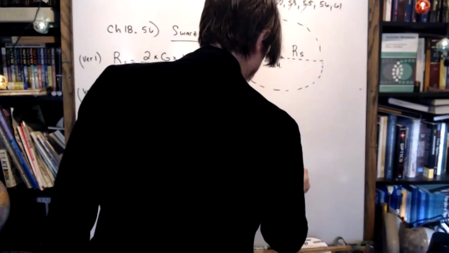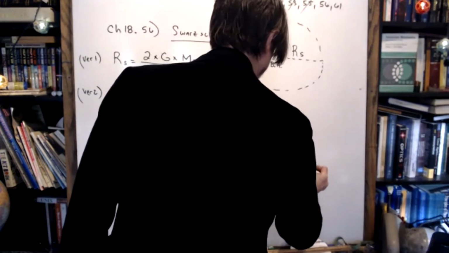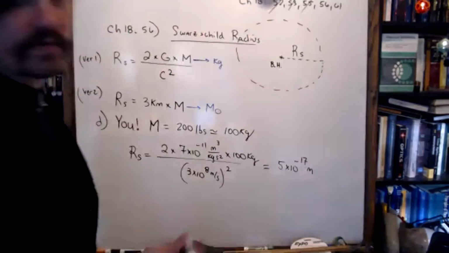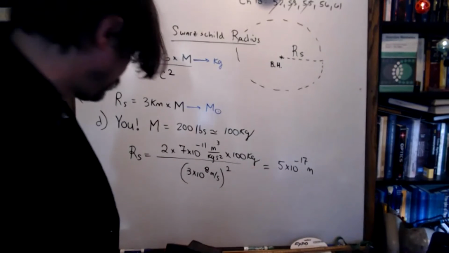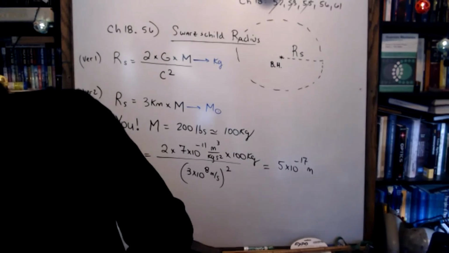So 5 times 10 to the negative 17 meters. Runsack, can you back that up? I need to make sure that someone else is getting that number too. Don't make me do it. That's not fair.